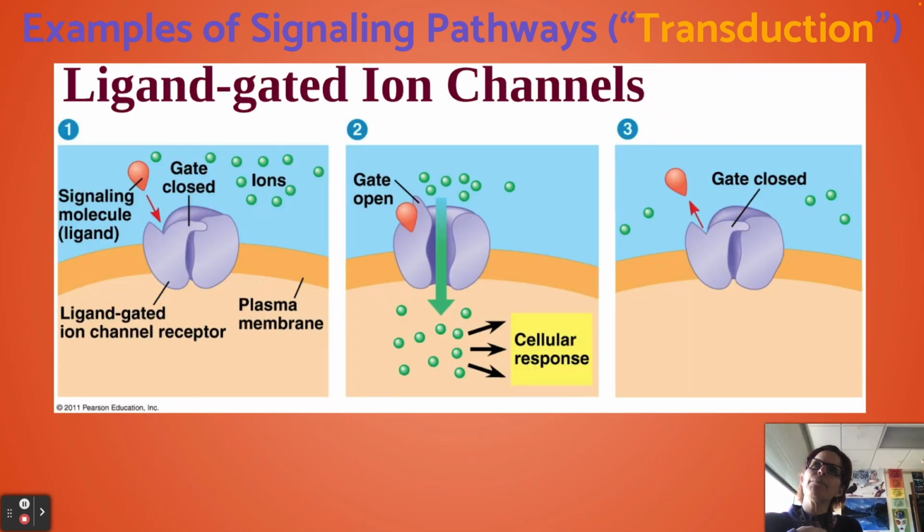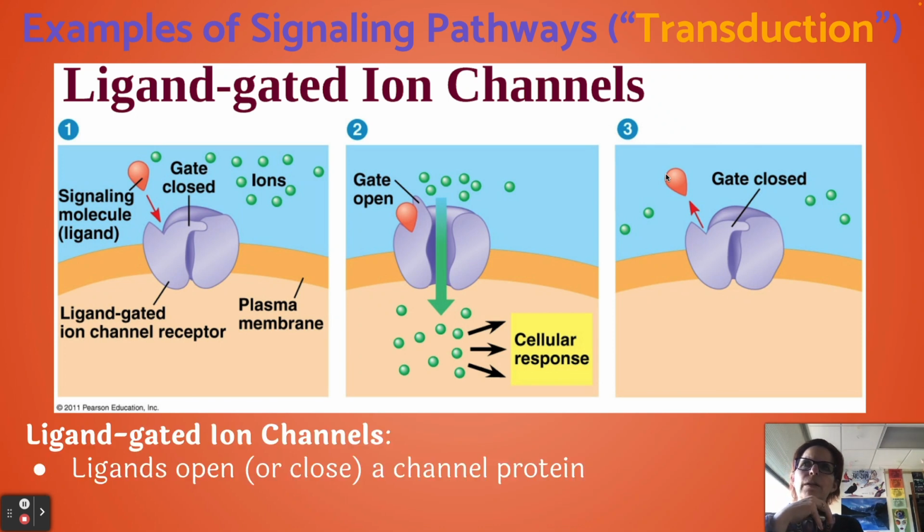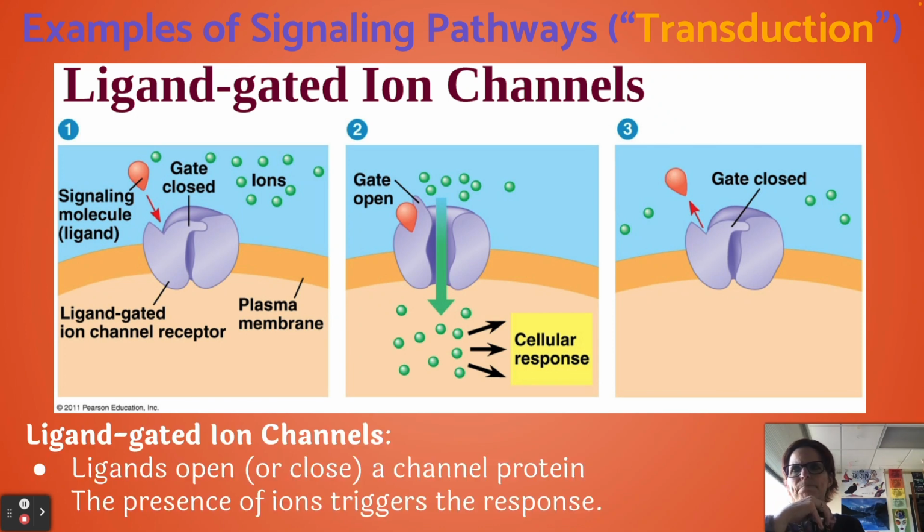Okay, and then another example of what's happening. So here's our ligand, and it touches a gated ion channel. So it's closed currently. And when it touches it, that triggers a change in shape of the protein that opens the channel. And now the molecules can pass through. And if the ligand goes away, then the gate closes back up again. So those can lead to the cell response.